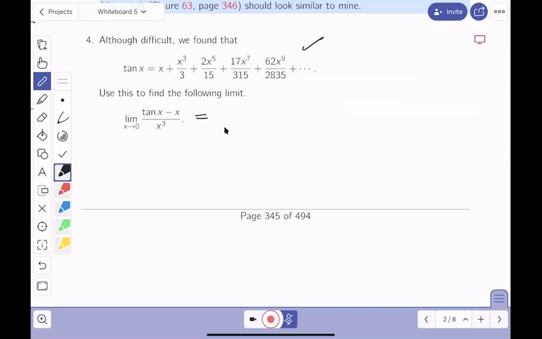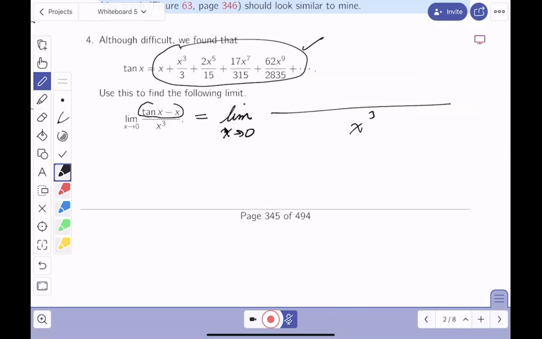I think I can do it, and I'll put what I mean by that. Limit as x goes to 0. That's an x cubed. And I'm going to use this to write it down now. What is going to be x cubed? The x disappears, by the way, over 3 plus 2x^5 over 15. I think you get the idea. Plus 17x^7 over 315 plus 62x^9 over 2835.